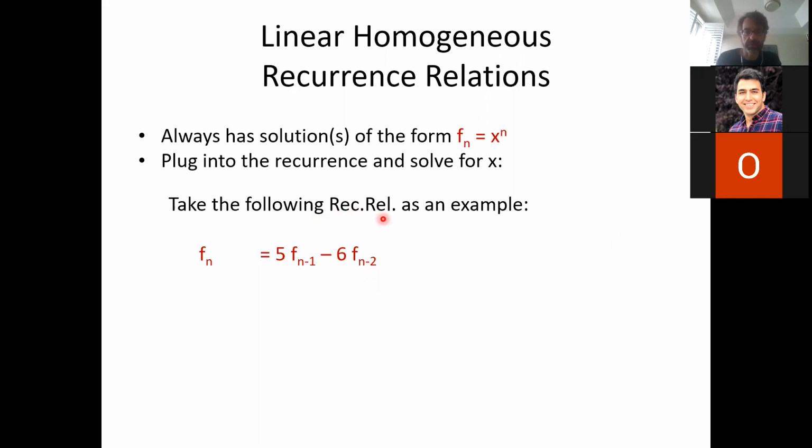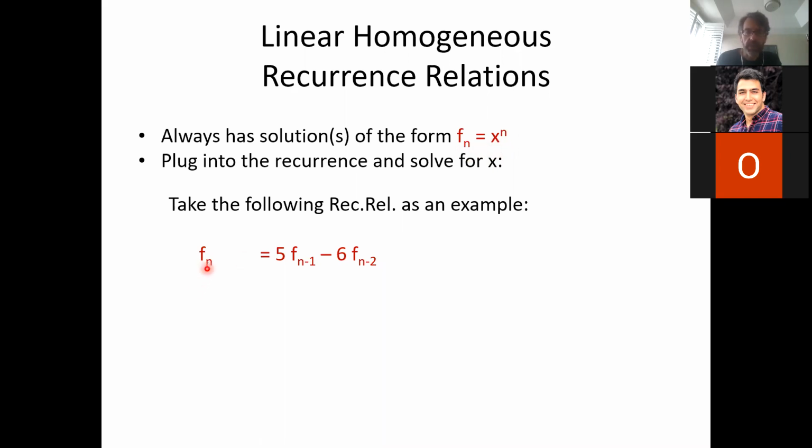Take the following recursion relation. Fn is 5 Fn minus 1 minus 6 Fn minus 2. Just some particular example. If your guess was that solutions to this type of recurrence relation are geometric sequences, it's just that you're not sure what the base is, right? Because with the two examples I was sketching on the previous slide, one base was 2, and the other base was square root of 2. So we don't know what this x is. Let's try to solve for it.